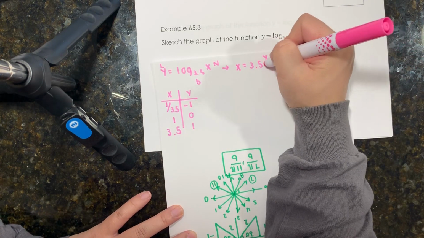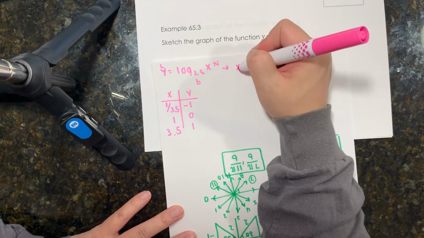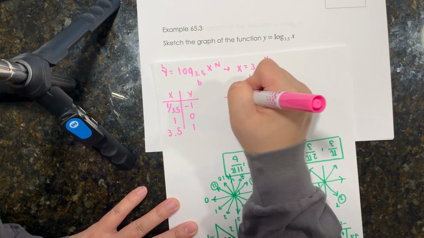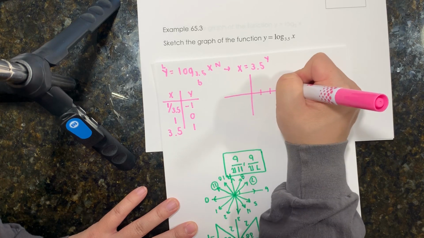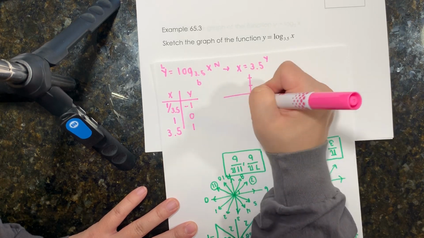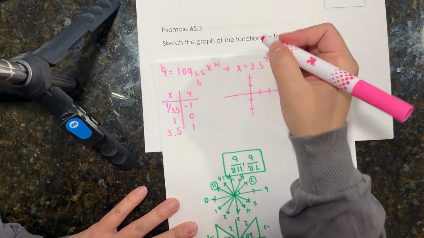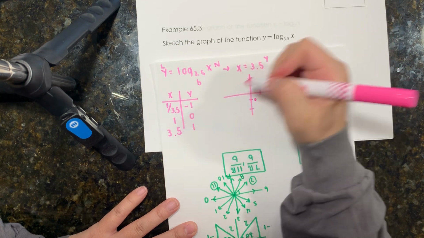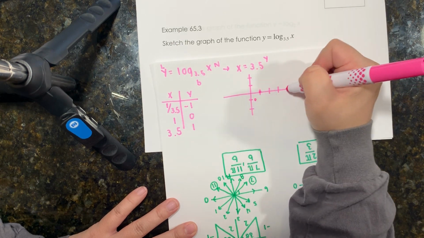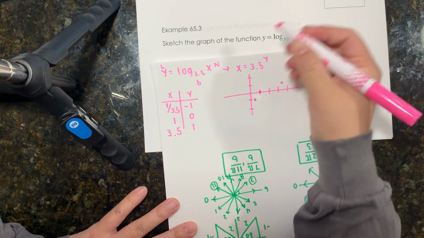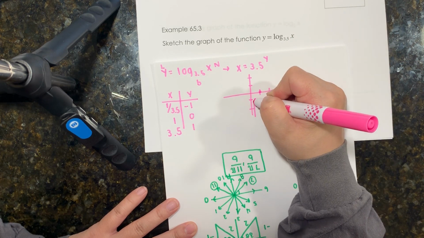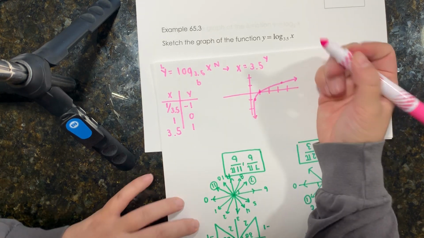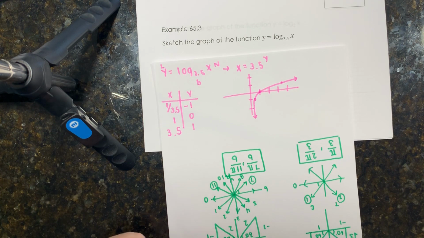So you're plugging in for y values instead of x because then it would make it harder to solve for x. Now we're going to graph. So this would be over 1/3 basically and down 1, then over 1 up 0, over 3.5 up 1. Notice that it's still an exponential function, it's just going to be on a different axis, and that would be your answer.